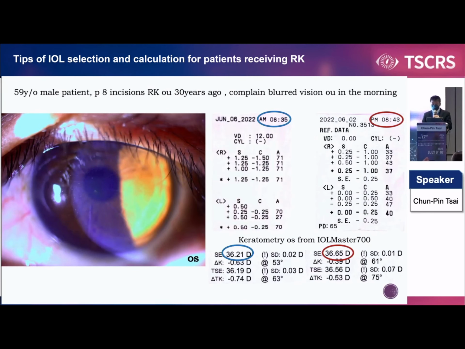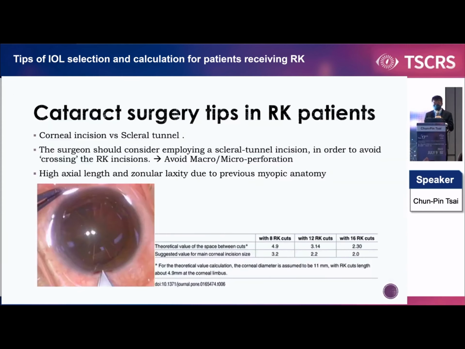This 59-year-old male patient had 8-incision RK surgery 30 years ago. He complained of blurred vision in the morning. There is a flat K in the morning, which results in hyperopia at sunrise.